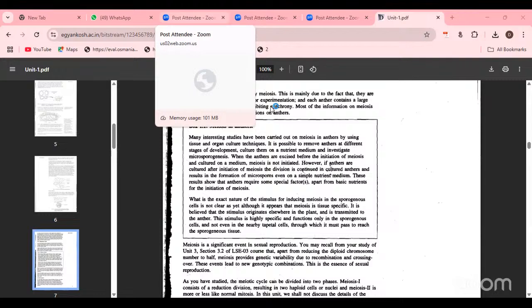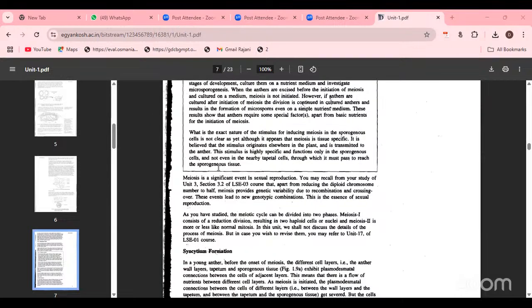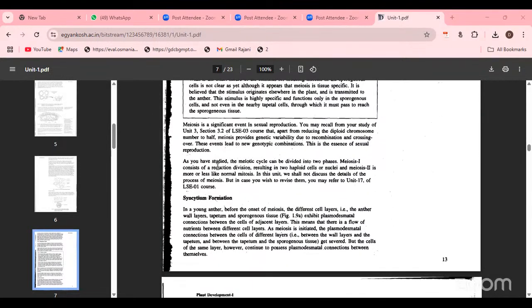Apart from reducing the diploid chromosome number, meiosis involves variable recombination, including crossing over. This is the event that leads to genotypic combination. This is the essence of sexual reproduction. As you have studied the mitotic cycle, the cycle can be divided into phases. Meiosis I consists of a reduction division resulting in two haploid nuclei.